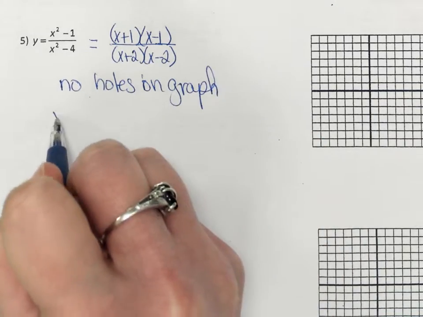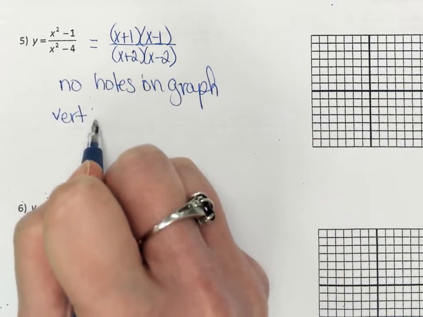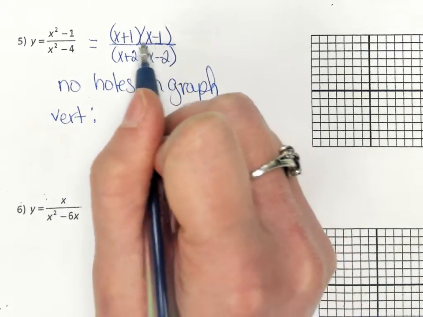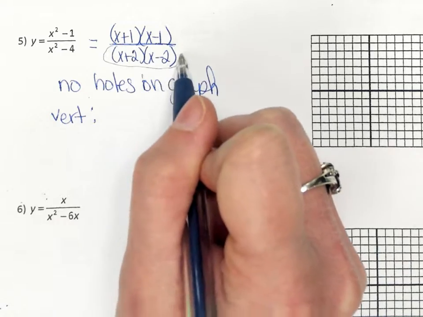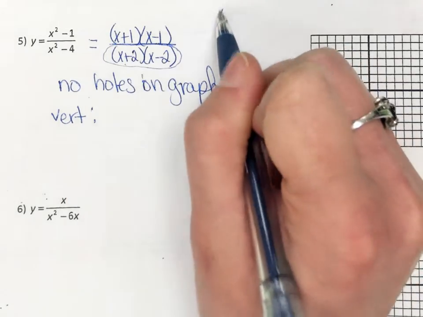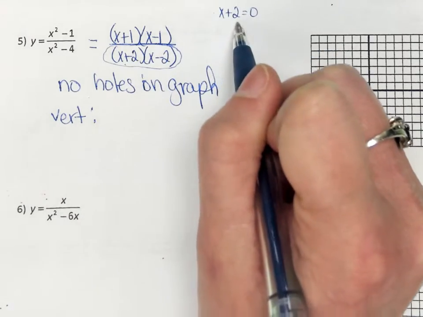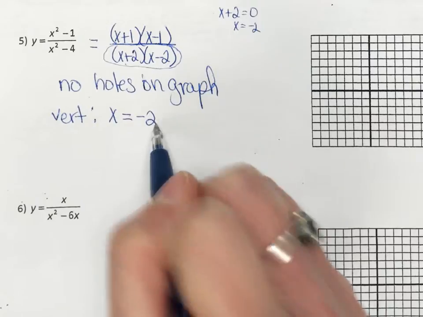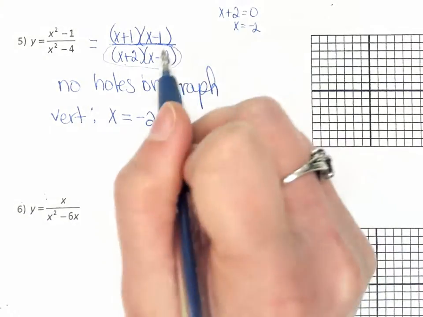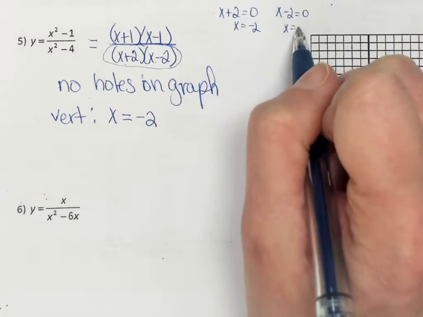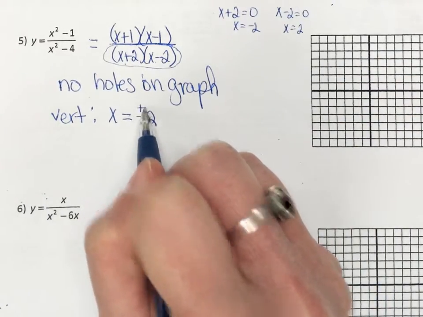Okay, what about vertical? Vertical's easy. To have a vertical asymptote, you have to check to see where the denominator equals 0. So what would make x plus 2 equal to 0? Minus the 2, so x would be negative 2, right? So there's a vertical asymptote at x equals negative 2. What about x minus 2? What would make that equal to 0? Positive 2. And so you've got them at positive and negative 2.